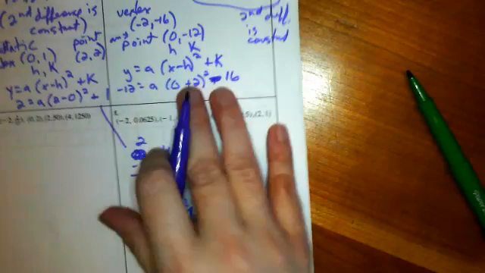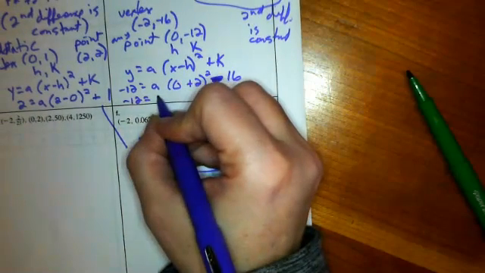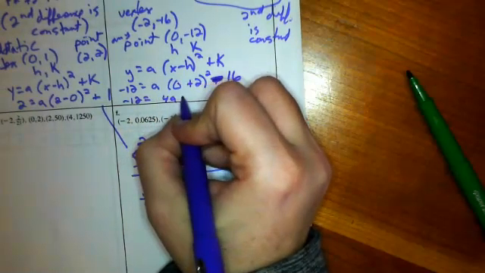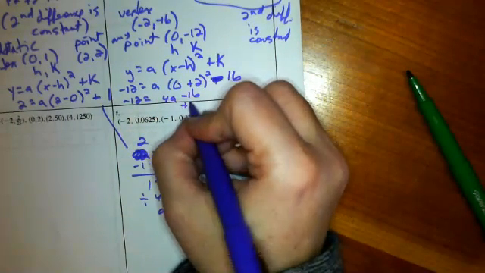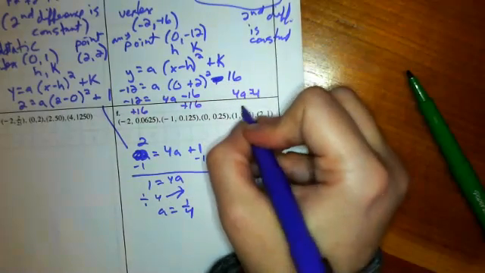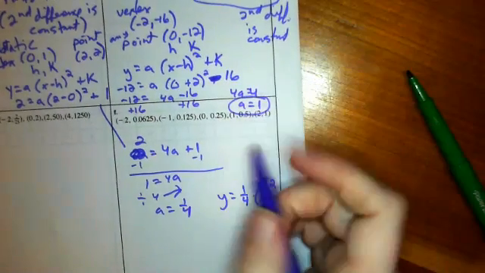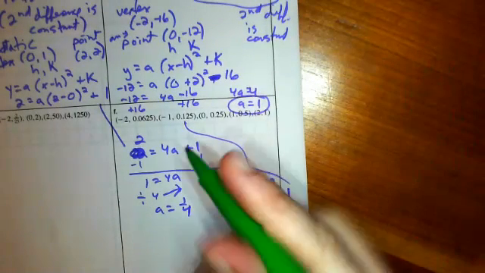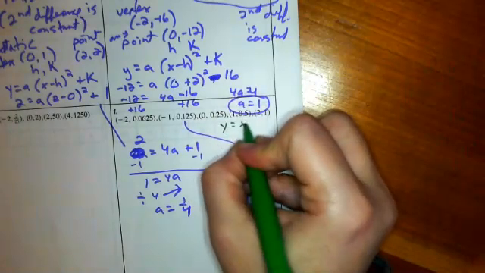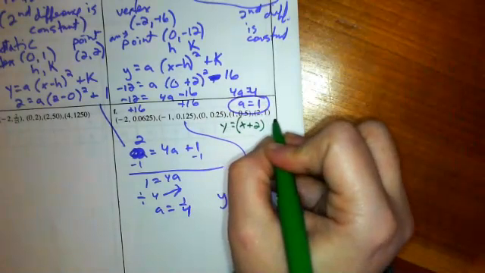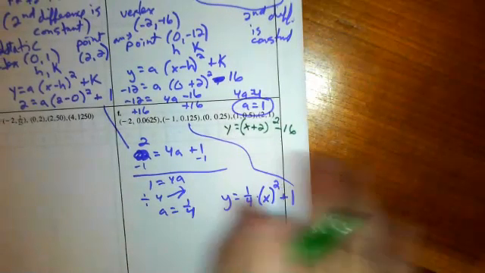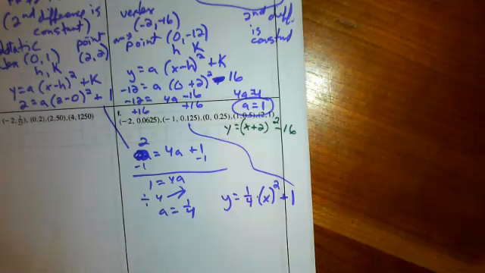Come here. Okay, we've got negative 12 equals, that's going to be 4, 4a minus 16. I'm going to add 16 to both sides, and I get 4a equals 4, so a equals 1, okay? And so then we're going to have our equation, which is y equals x plus 2, quantity squared, minus 16, okay? Because my a is 1. And if you wanted to multiply that out and put it in standard form, you absolutely could, okay?